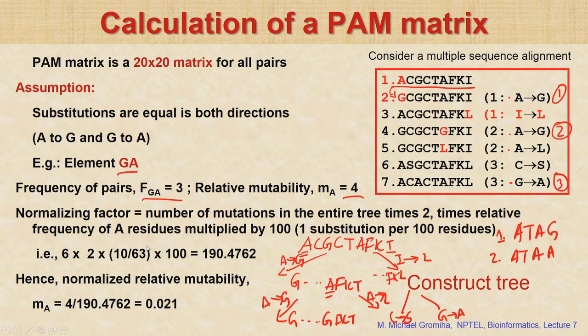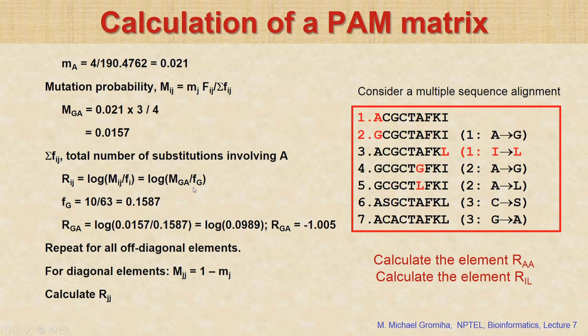What is the relative frequency of A? In total, how many alanines? Totally 10, so 10 A. In total, how many residues? 63: 9 times 7 equals 63. So, we will get this number, 190.4762. Then we get the normalized mutability, because this M A is 4. So, 4 divided by this number will give you the normalized relative mutability. So, this is 0.021. Now we get the mutation probability Mij, which is given as Mj times Fij divided by sigma Fij.